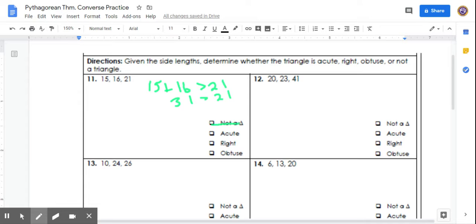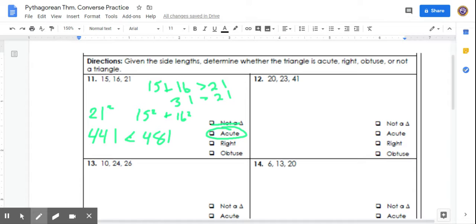So now we need to figure out what kind of triangle it is. So we need to know if c squared, so if 21 squared, because c is always the largest side, is equal to, bigger, or smaller than 15 squared plus 16 squared. So 21 squared, now my calculator is 441, and 15 squared plus 16 squared is 481. So c squared is smaller than a squared plus b squared. So since it's smaller, that means it's an acute triangle.